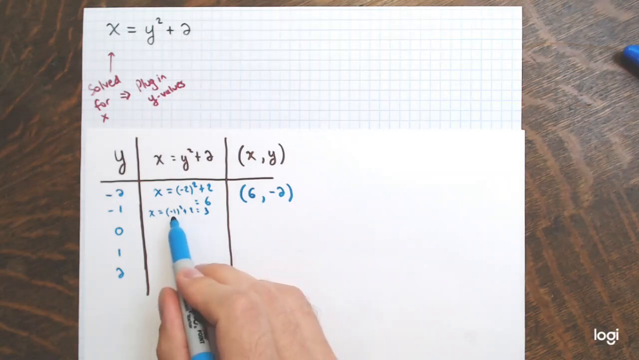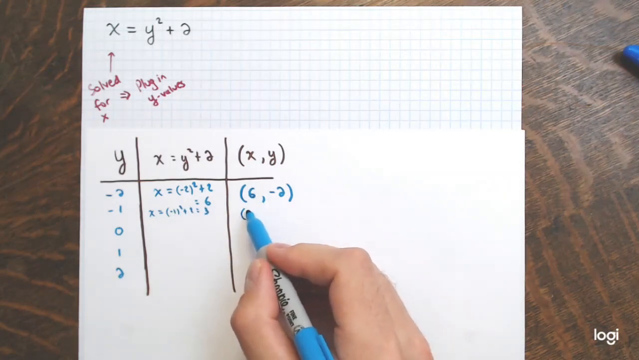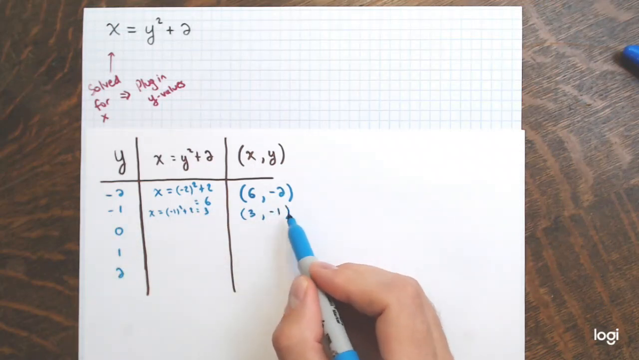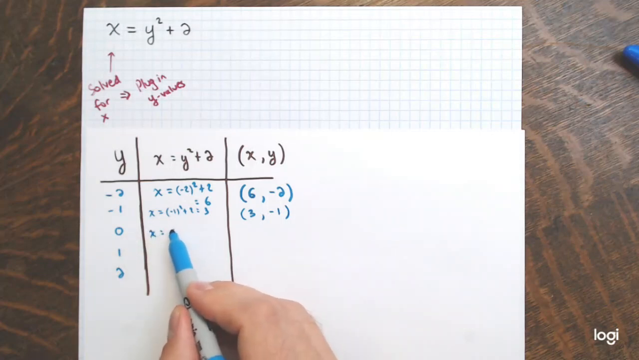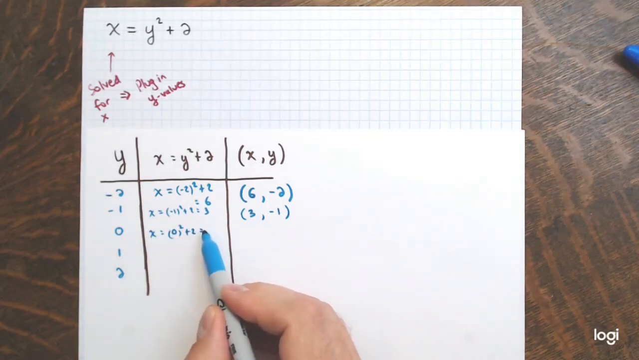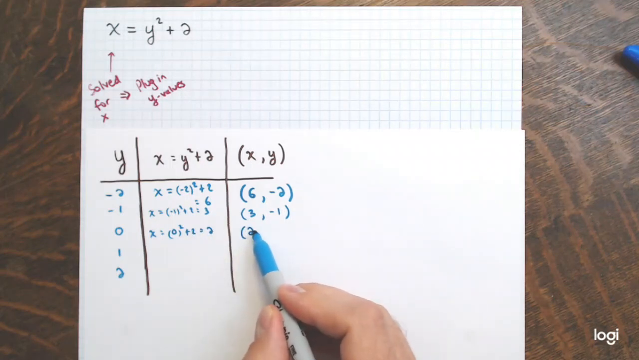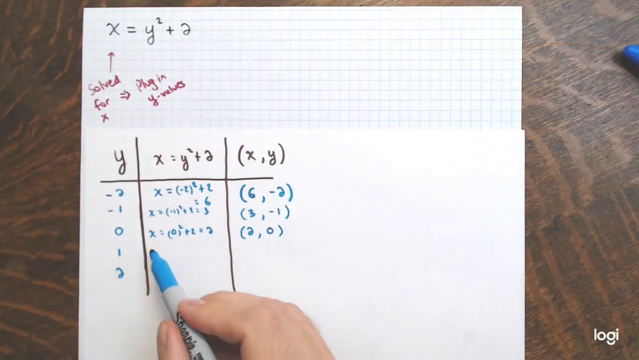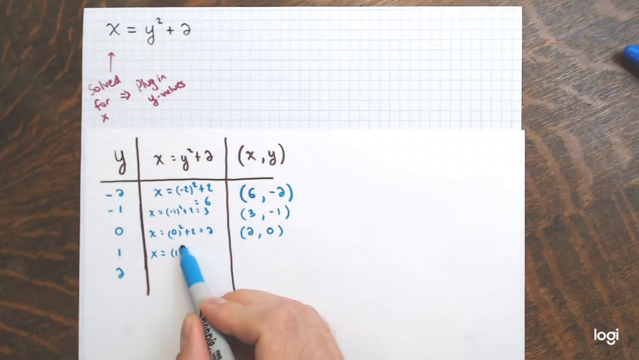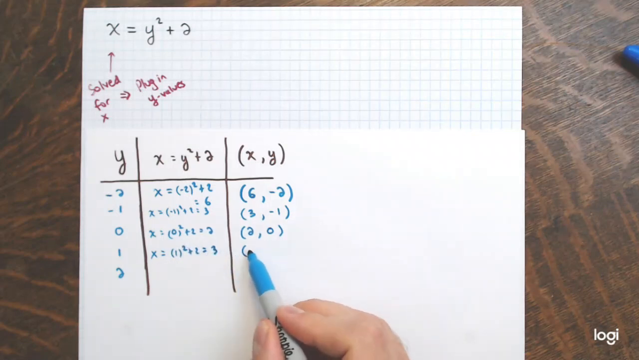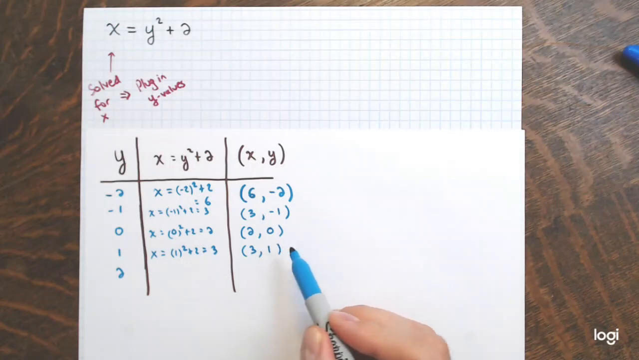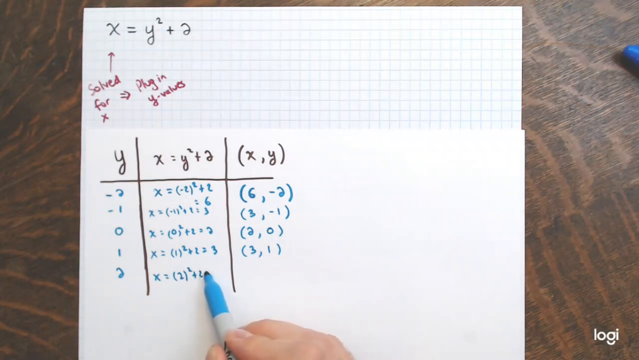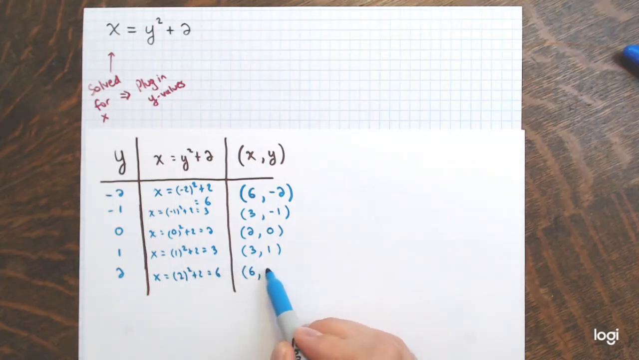Next one, when y is -1, x equals -1 squared plus 2. Sorry about the clutter there. That would be +1 plus 2 is 3. And again, pay attention: 3 is the x coordinate, and -1 that I plugged in is the y coordinate. And when y is 0, you have 0 squared plus 2, which is just 2. And again, 2 is the x coordinate of the point, 0 is the y coordinate of the point that I'm going to plot. When y is 1, 1 squared plus 2 is 3. So 3 is the x coordinate, 1 is the y coordinate. And when y is 2, 2 squared plus 2 is 6. 6 is the x coordinate, 2 is the y coordinate.